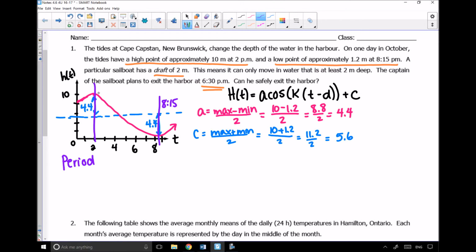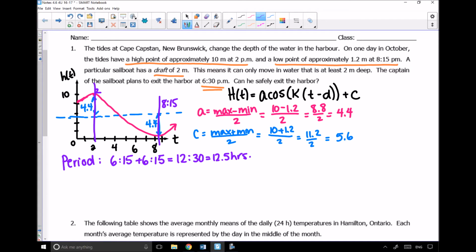And that's half of a cycle. So between 2 o'clock and 8:15, we know that 6 hours and 15 minutes have gone by. But in order for me to complete a full cycle, I need another 6 hours and 15 minutes. So I know that my period is 12 hours and 30 minutes, or 12.5 hours.